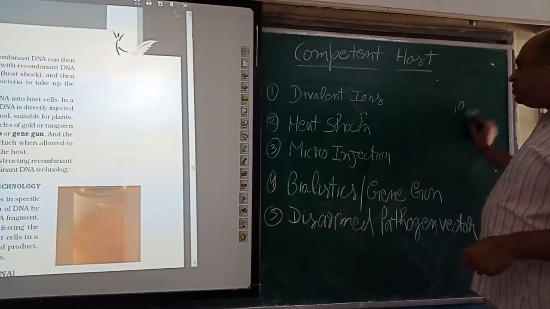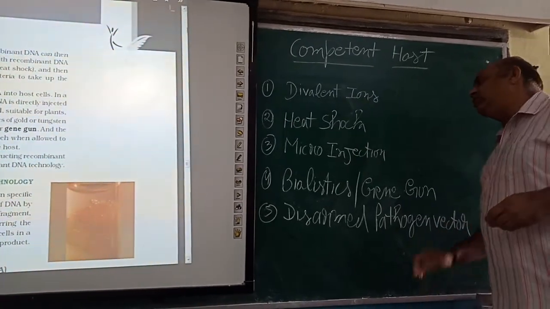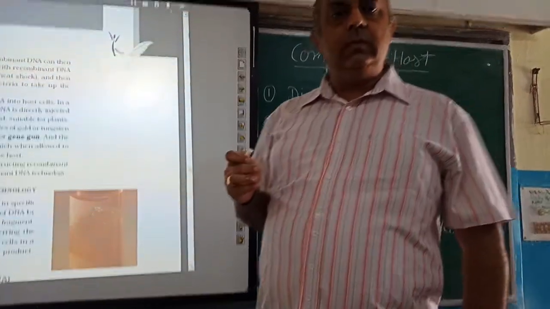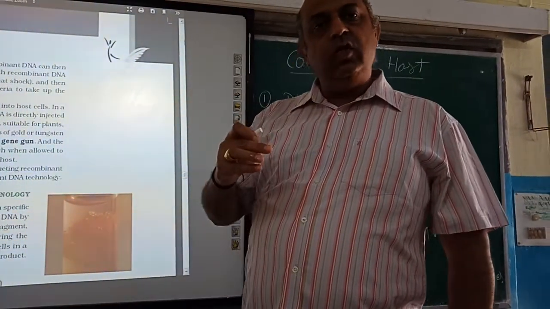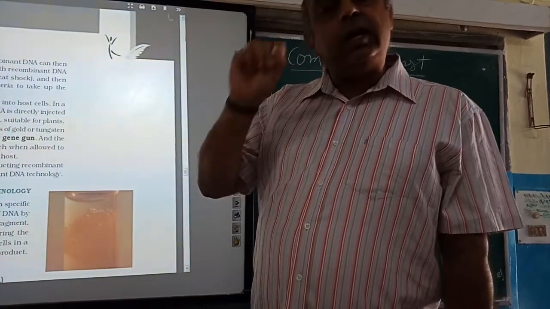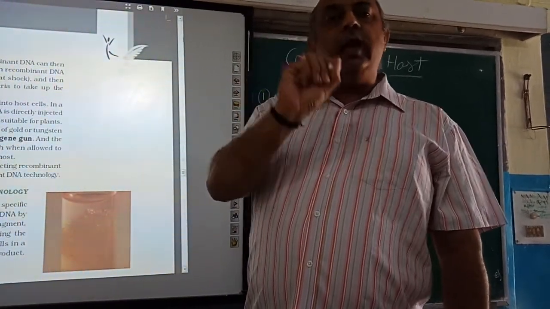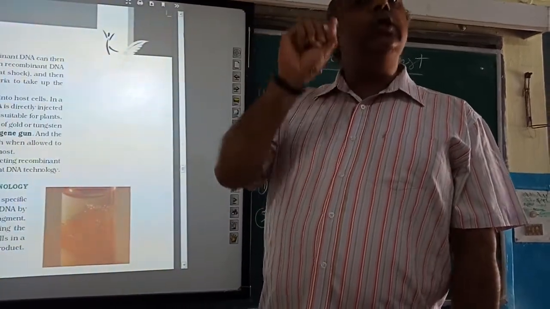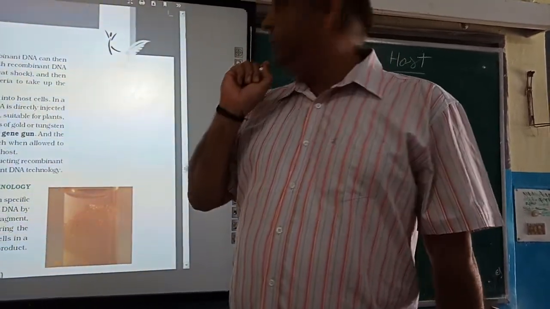The third way is microinjection. This technique is followed in the case of animals. We inject the recombinant molecule into an animal host with the help of a syringe so that it can enter into the nucleus of the animal cell.